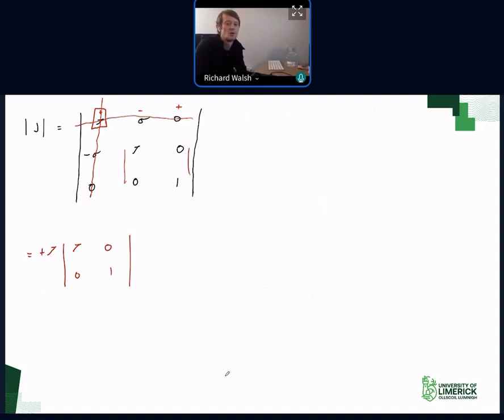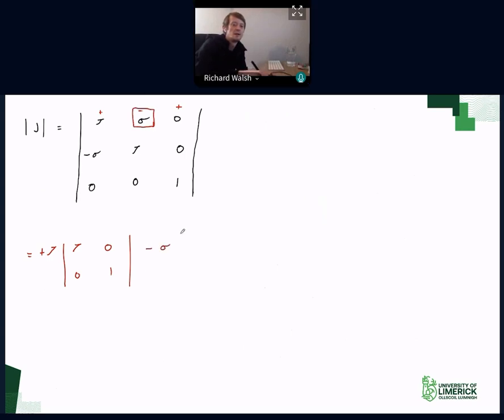Next, I'll go along and I'll take a negative of the next entry in the first row. So negative times plus sigma is minus sigma. Likewise, I will block off the row and the column that it is on, and I'm going to note down the 2x2 matrix that remains. So it's minus sigma is 0, 0, 1.